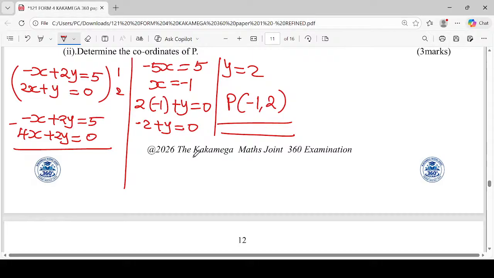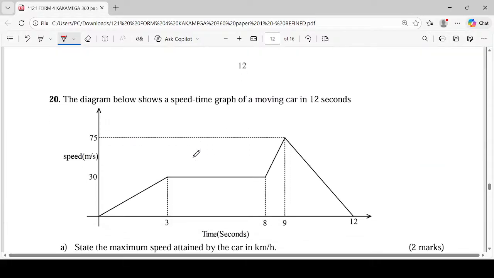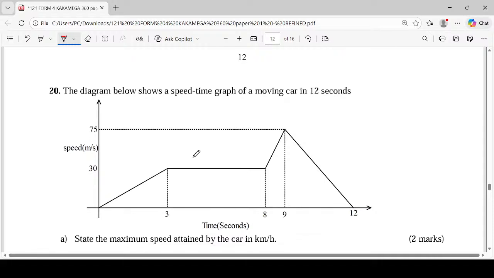Let's have a look at question number 20, ladies and gentlemen. Remember, these papers are of standard quality and very important to a serious candidate or someone who wants to improve in mathematics. Let's have a discussion on question number 20.